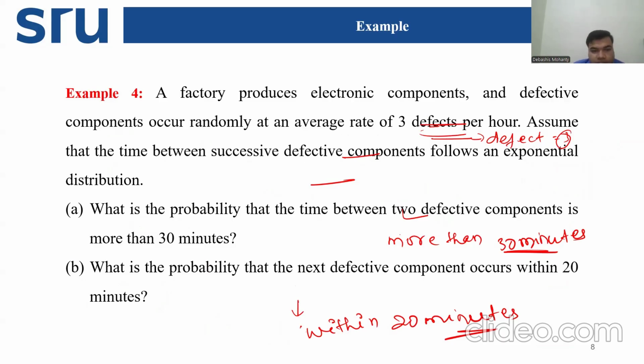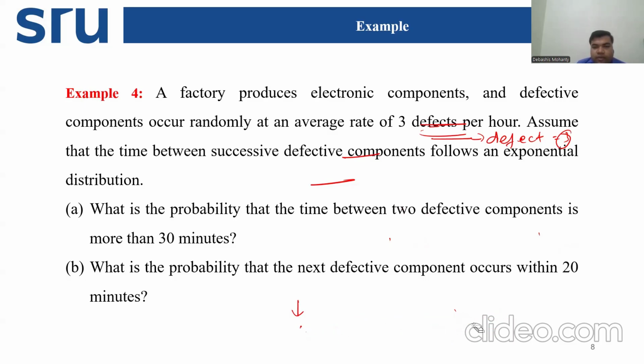So the first question is asking, what is the probability that the time between two defective components is more than 30 minutes? And the second question is, what is the probability that the next defective component occurs within 20 minutes? So two cases are there, students. Here, the more than 30-minute case is there.